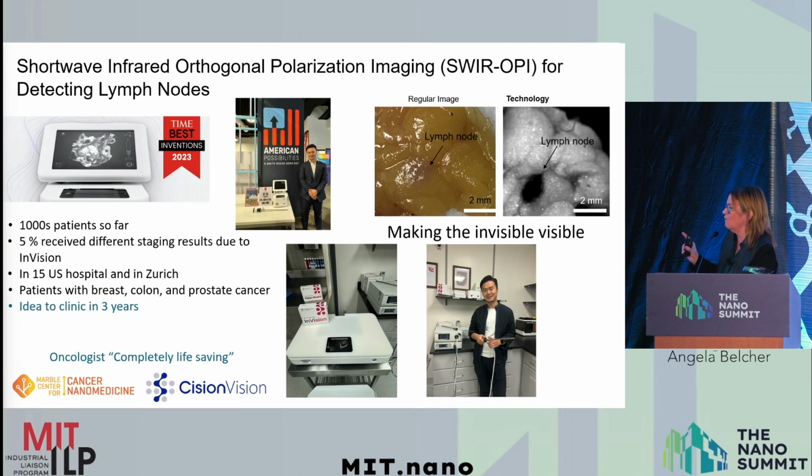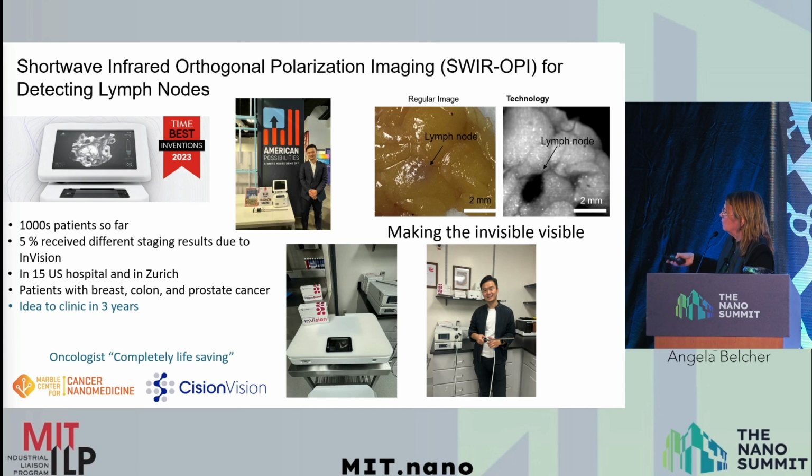This work was all funded through the Marble Center at MIT. We actually applied for NIH funding for this twice and got rejected. But the idea was that we could use short wavelength infrared and orthogonal polarization to see lymph nodes. And so what you see up here is human tissue where there's a lymph node and you really can't see it. But if you're imaging it at particular wavelengths and particular polarizations, you can see the difference in contrast for the lymph nodes.